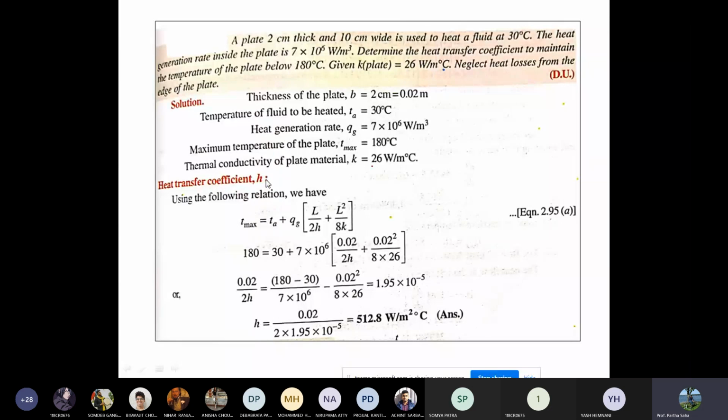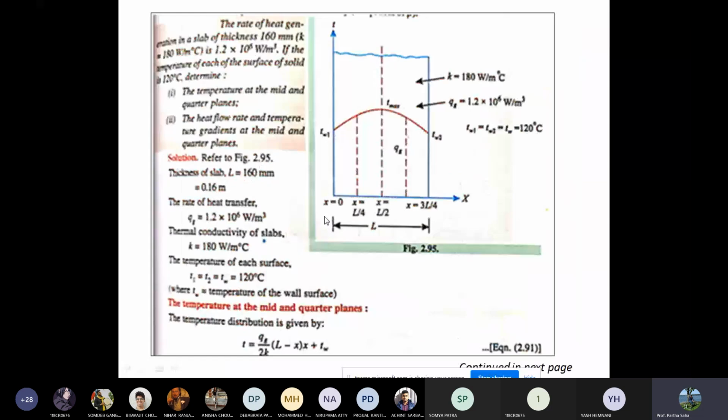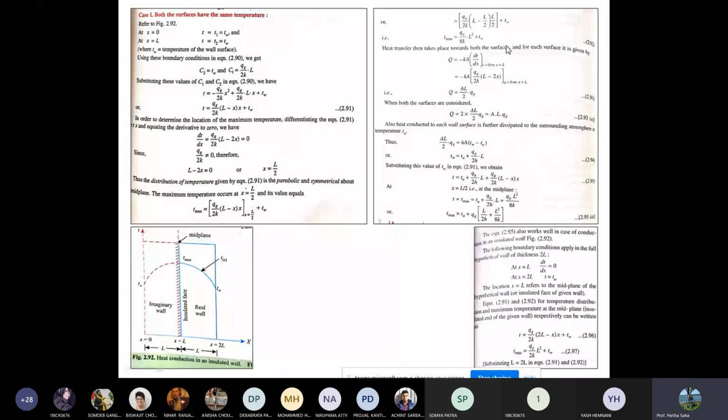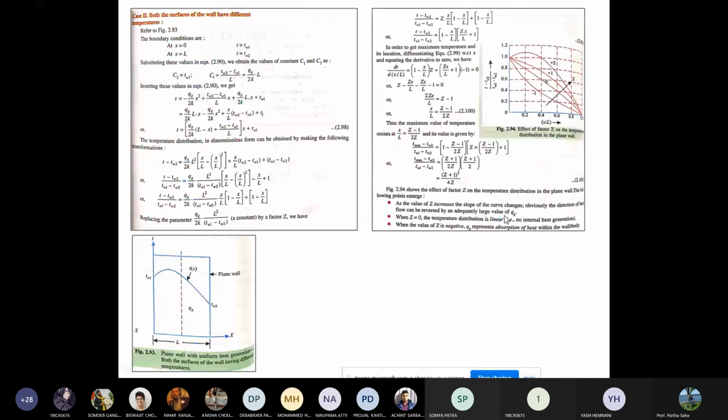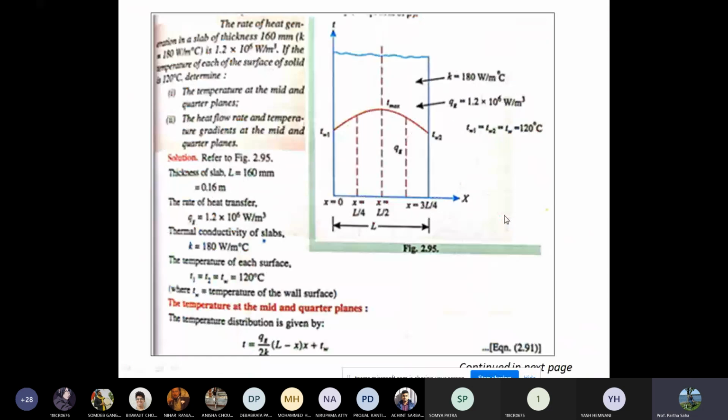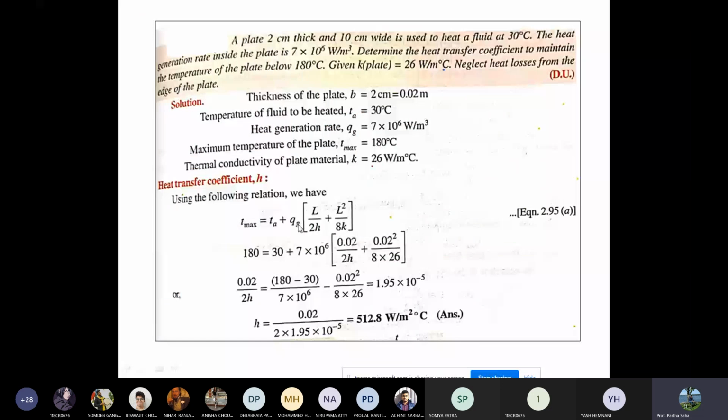So heat transfer coefficient H is the following expression. You already derived this, right? If you remember, this is the expression. This is the expression: Tmax equals Ta plus Qg L by 2H plus L square by 2K. Right, this is the expression we are using. Tmax equal to Ta plus Qg into (L by H plus L square by 2K).